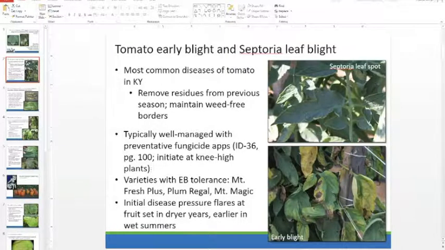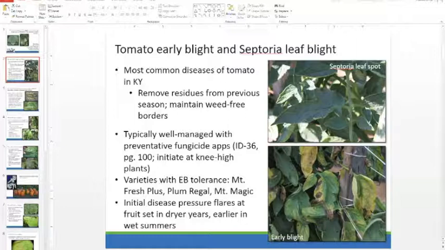There are a couple varieties out there with early blight tolerance. We don't have any true resistance to early blight available out there. And oftentimes we see our initial early blight disease pressure really flaring at fruit set during drier years and in indeterminate crops. In wetter summers, we'll see disease flare earlier than that. But something about that stress on the plant at fruiting is, I think, why we see early blight pressure.